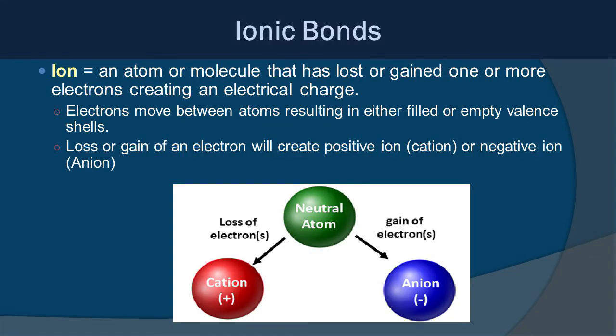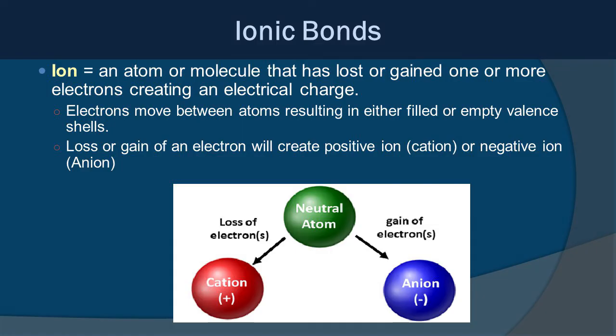Okay, let's backtrack just a little bit here and define a few things. First of all, an ion. An ion is an atom or molecule that has lost or gained one or more electrons, creating an electrical charge. So this occurs because electrons move between atoms, resulting in either a filled or an empty valence shell. Remember, those valence shells are the outer electron shells in an atom. Now, a loss or a gain of an electron will create a positive ion, known as a cation, or a negative ion known as an anion.